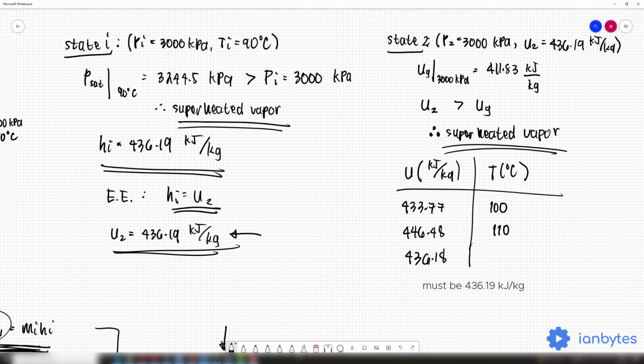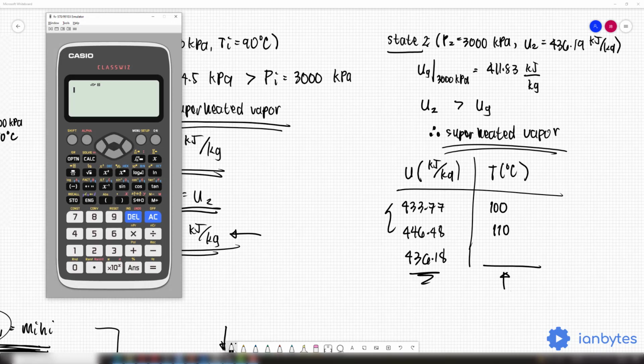So, take note na ang actual value ng ating internal energy ay nasa pagitan lang ng dalawang values of interest na ating isinulat. So, we are looking for the final temperature, and this can be solved using linear interpolation. Paano mag-perform ng linear interpolation?